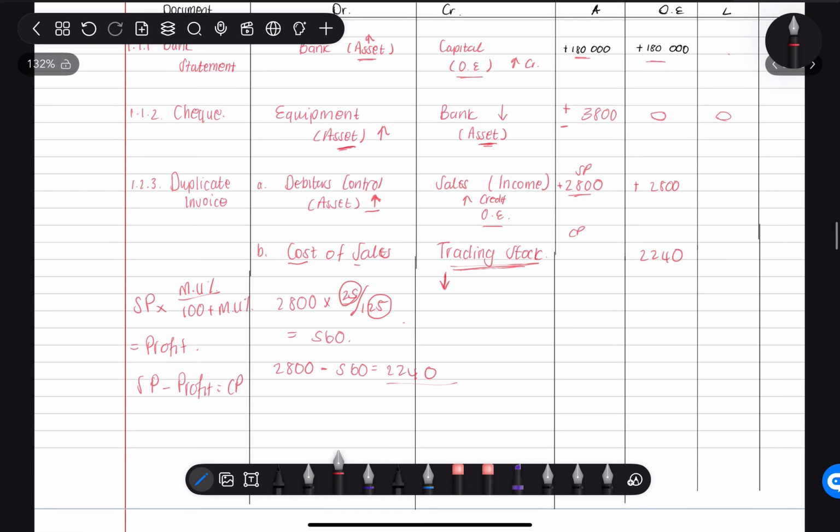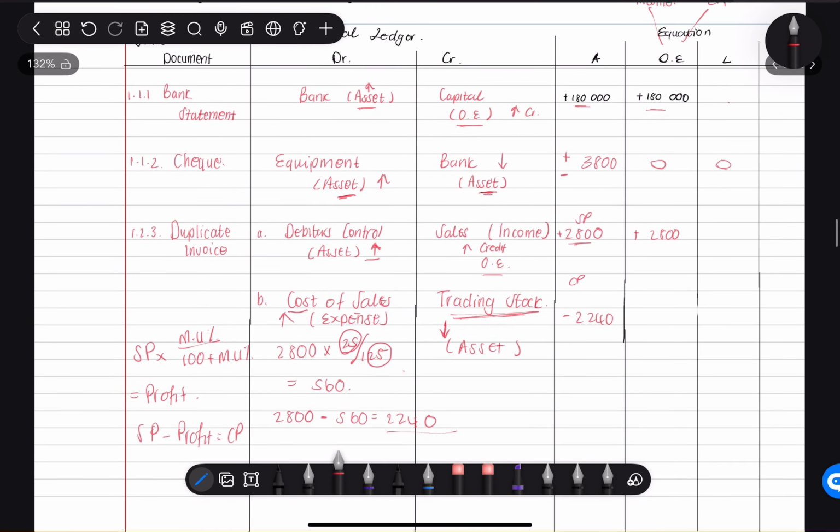So let's take a step back. We're saying trading stock is decreasing. Our asset, trading stock, is decreasing by 2,240. Perfect. But cost of sales is an expense account. Cost of sales, we paid this amount. So cost of sales is an expense account, and your expenses are increasing in value. Your expenses are an owner's equity account. Therefore, owner's equity is decreasing by that amount.